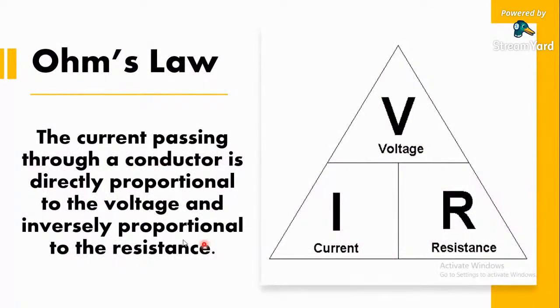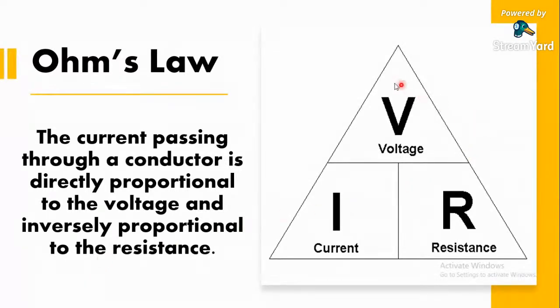Okay. Now, let's summarize yung napanood ninyo. So, we have there the Ohm's law, nag-i-state siya. Ohm's law states that the current passing through a conductor is directly proportional to the voltage and inversely proportional to the resistance. Anong ibig sabihin doon?